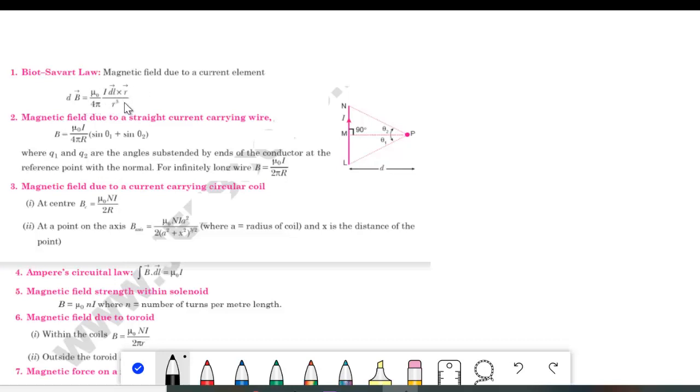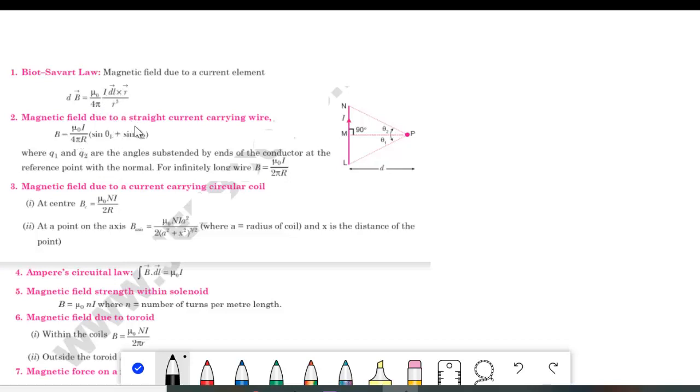The Biot-Savart law formula you need to know is dB equals mu 0 by 4 pi into I dl cross r by r cube. I is the current, dl is the length of the current element which we are considering, and r is the distance. Mu 0 by 4 pi into I dl cross r by r cube is the vector form. Otherwise, it is I dl by r square.